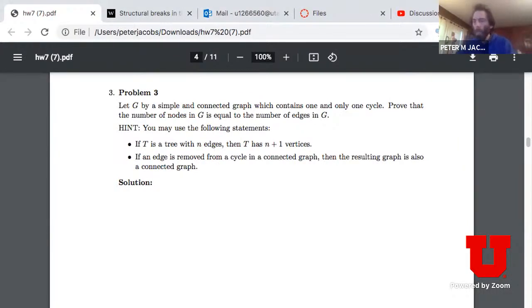Okay, here's problem 3. Let G be a simple and connected graph which contains one and only one cycle. Prove that the number of nodes in G is equal to the number of edges in G. And you can see the hints there. So take a couple minutes to think about that, and then we'll do that one.